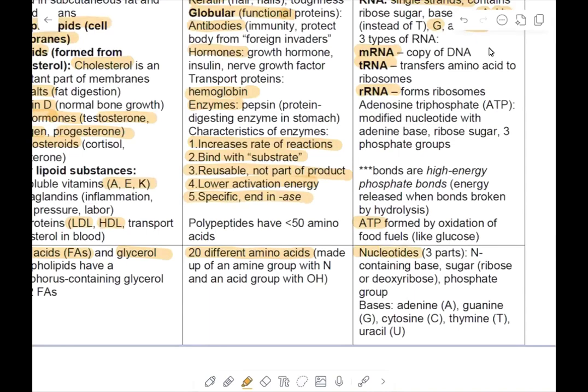And those nucleotides contain a base, a sugar, which is either ribose or deoxyribose, and finally a phosphate. And those bases are either adenine, guanine, cytosine, or thymine if it's DNA. But if it's RNA, it does not have thymine. Instead, it has uracil.